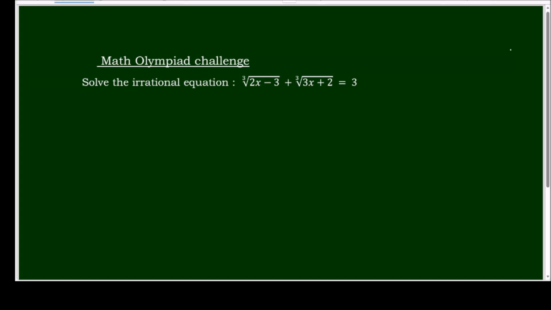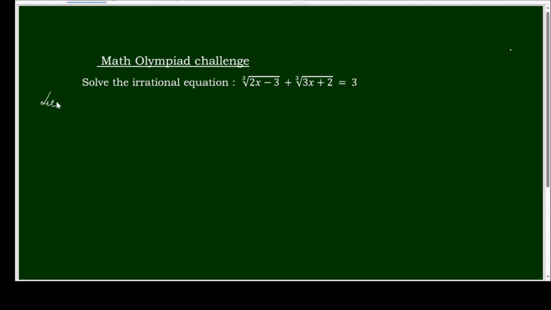Hello friends, today we are solving another Maths Olympiad challenge question. Solve the irrational equation: cube root of 2x minus 3 plus cube root of 3x plus 2 equals 3.